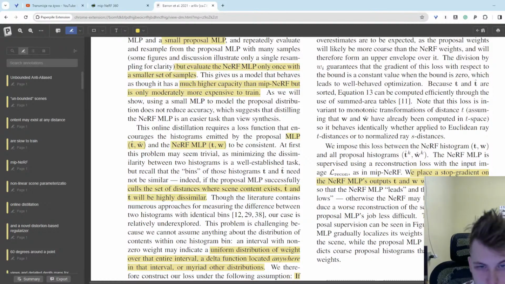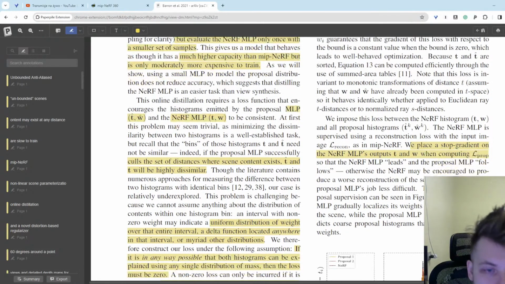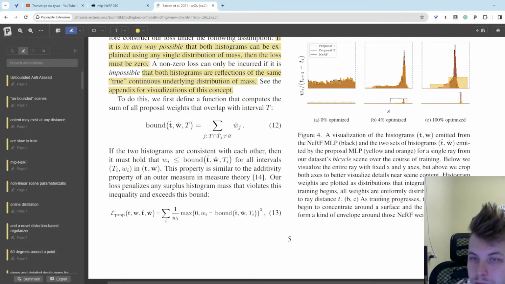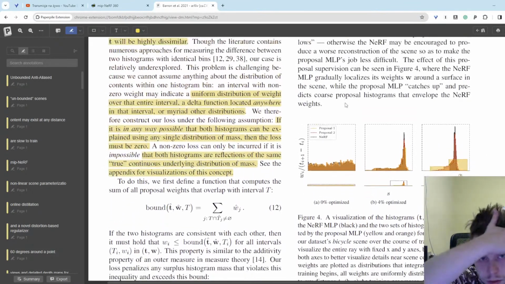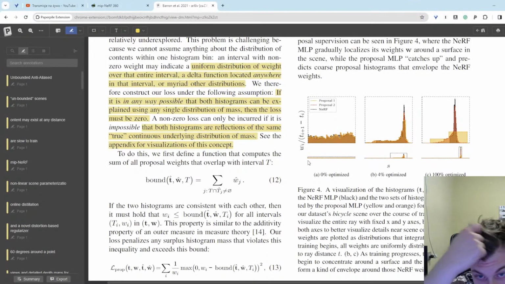The effect of this proposal supervision can be seen in figure 4, where the NeRF MLP gradually localizes its weights W around the surface in the scene, while the proposal MLP catches up and predicts coarse proposal histograms that envelop the NeRF weights. Figure 4. This is figure 4. Great.